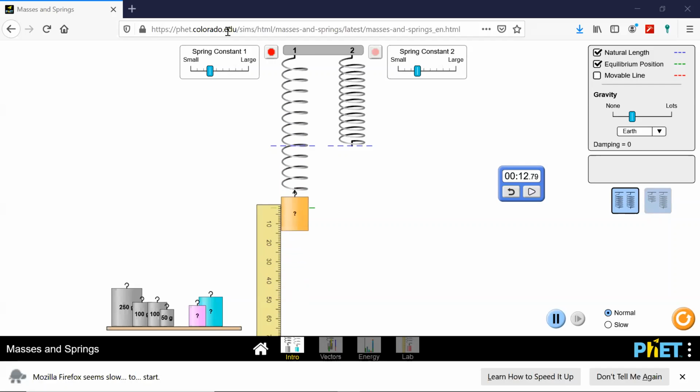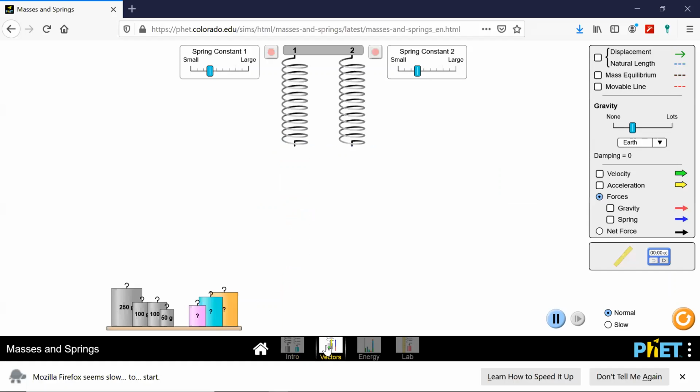Now the vectors, part 2 of the lab. At the base of the screen, select vectors. Select displacement, mass equilibrium, velocity, acceleration, gravity and spring.